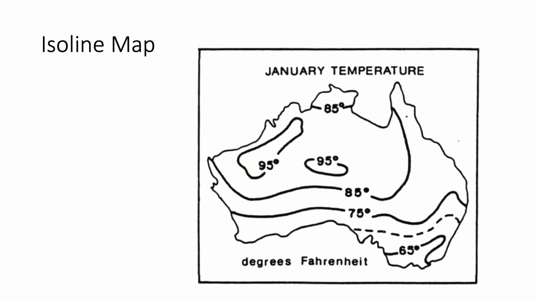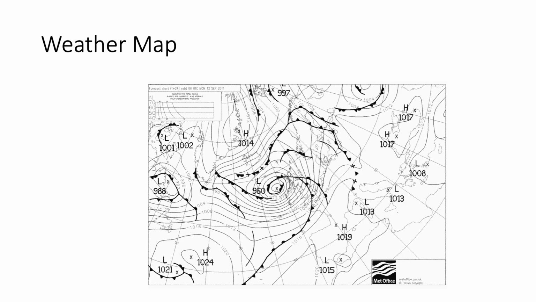We then have Isoline maps. Isoline maps are maps using lines to connect areas that have the same quality. So in fact, they're very similar to contour lines, except isolines can be used for anything. So these isolines in this map you can see connect areas of the same temperature. And our final type of map is weather map. Now this particular weather map is a synoptic chart which shows air pressure, and this is a very specific type of map for a very specific purpose.